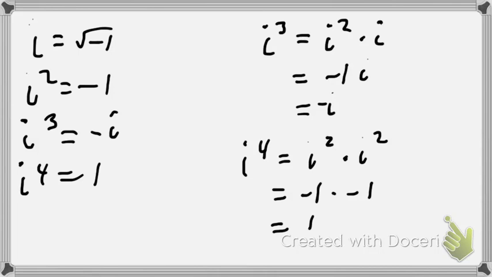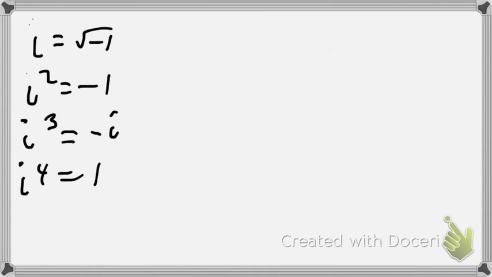Now, what I want to do is let's find i to the seventh. So what's that going to equal? What you want to do is rewrite these using i to the fourth as many times as you can, because we know i to the fourth is 1. So i to the seventh equals i to the fourth times i to the third. When we're multiplying powers with the same base, you add the exponents. So 4 plus 3 gives us 7.